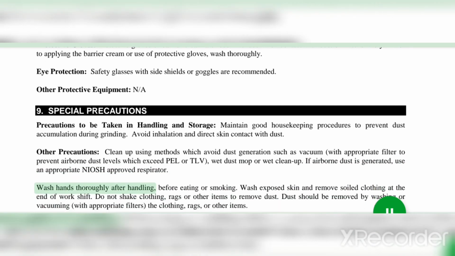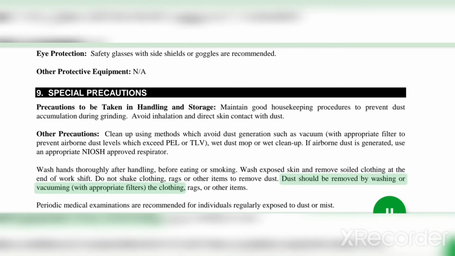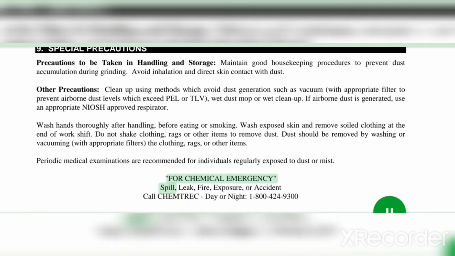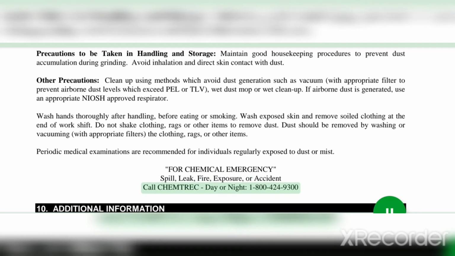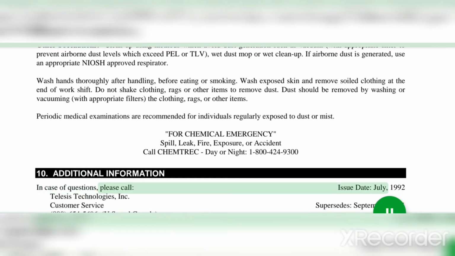Wash hands thoroughly after handling, before eating or smoking. Wash exposed skin and remove soiled clothing at the end of work shift. Do not shake clothing, rags or other items to remove dust. Dust should be removed by washing or vacuuming the clothing, rags, or other items with appropriate filters. Periodic medical examinations are recommended for individuals regularly exposed to dust or mist. For chemical emergency spill, leak, fire, exposure, or accident, call CHEMTREC day or night, 1-800-424-9300. 10. Additional information. In case of questions, please call.